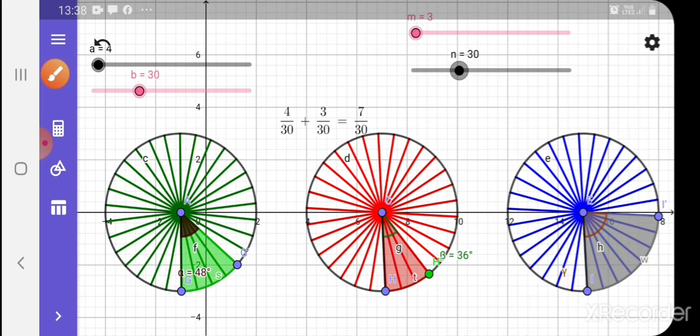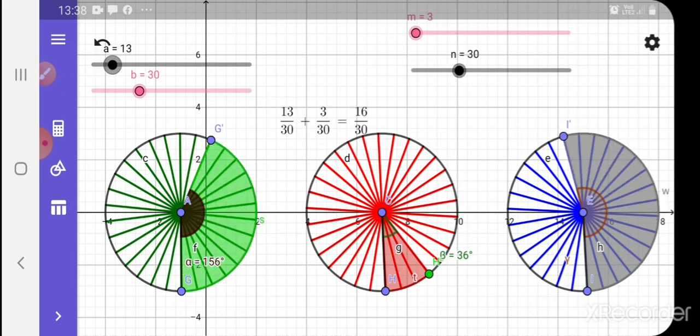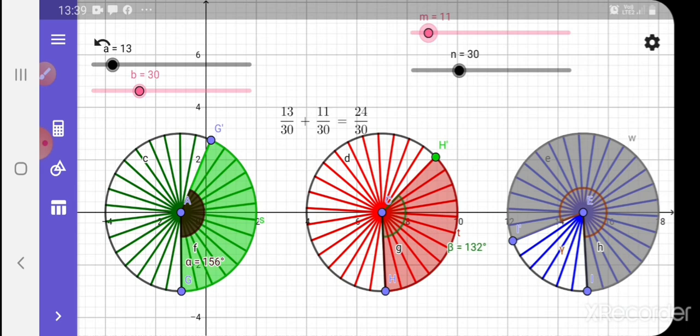If you change the numerator of the first fraction, say 13 by 30, you see here 13 sectors are green. In the second case, if you change the numerator, say 11, then you see here 11 sectors are colored with orange. Now you see the final is 24. So in the third circle, a total of 24 are colored, the rest 6 are left.